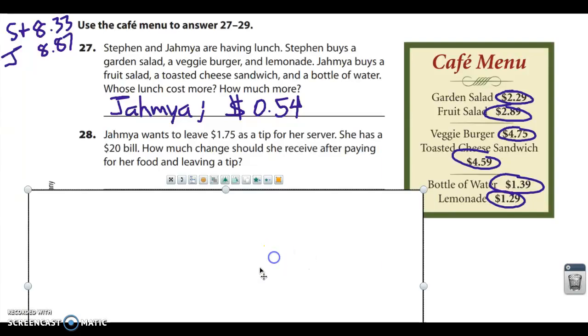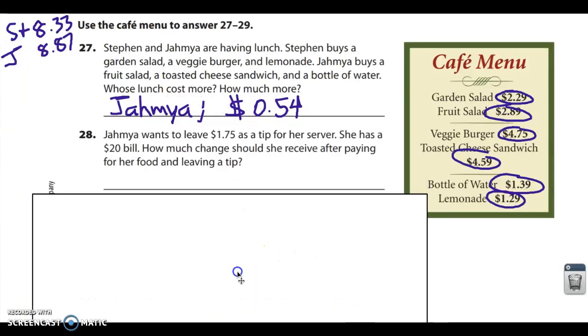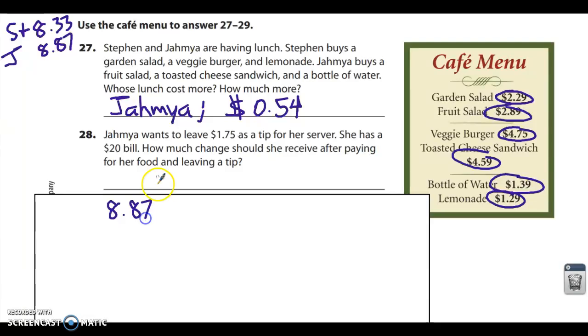Jemiah wants to leave $1.87 as a tip for her server. She has a $20 bill. How much change should she receive after paying for her food and leaving a tip? So that means she needs to pay for her food, which is $8.87. She needs to add the tip, which is $1.75. And then we're going to subtract that from 20. So I'm going to add up first.